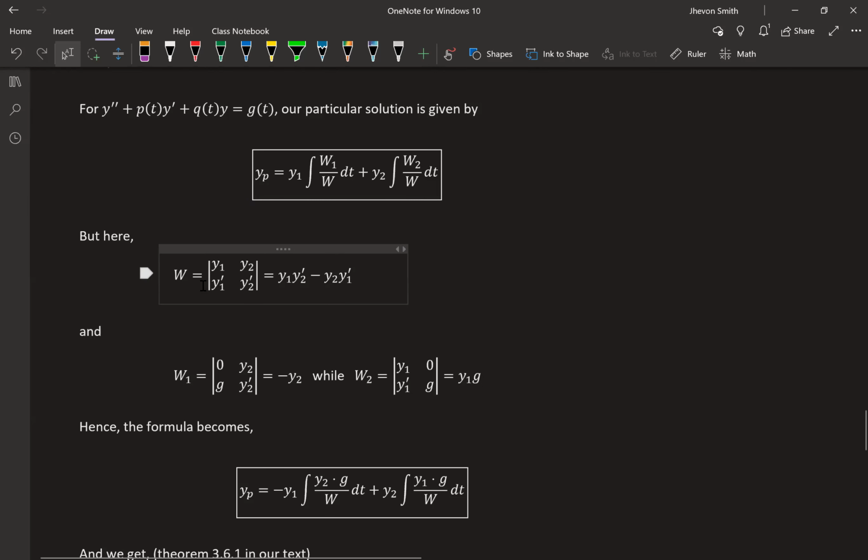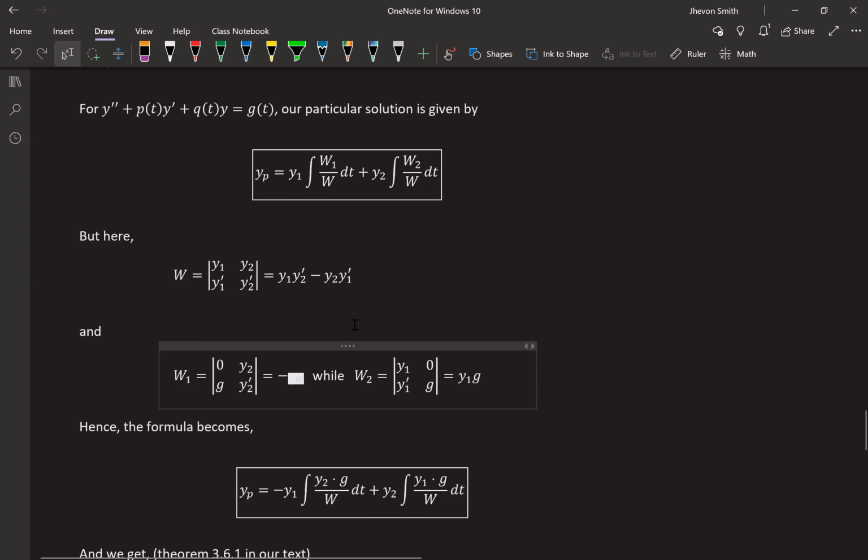Now, of course, our Wronskian, you might recall, looks like this. First row is y1, y2. Second row is y1 prime, y2 prime. Do that determinant, and you get this expression. So you can actually plug that into that formula. And W1 is what I get when I replace the first column with 0, g. If I do that, I would get minus y2 times g. W2 is if I put 0, g in the second column.